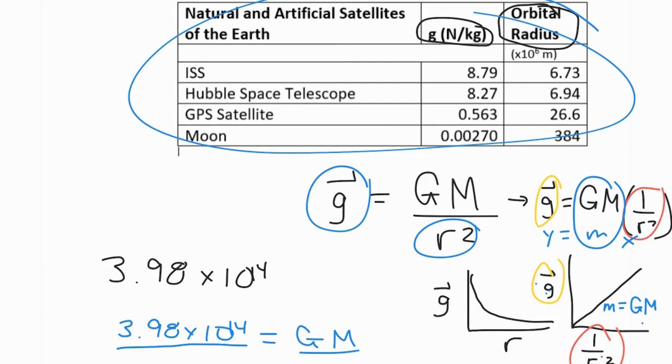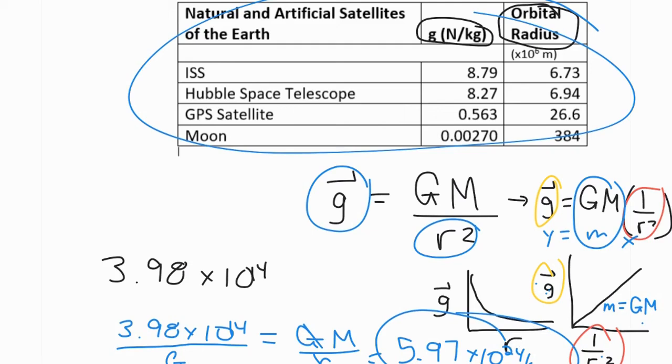Now I can find out what the mass of the Earth is. So I take my 3.98 times 10 to the 14 and divide by big G, which is 6.67 times 10 to the negative 11. And I get 5.97 times 10 to the 24 kilograms. So I look at things that are orbiting the Earth, and from this line of best fit, I can determine the mass of the Earth.